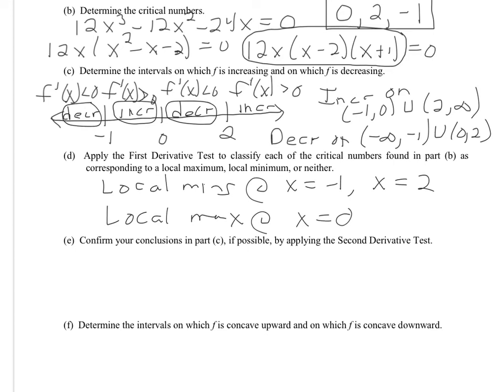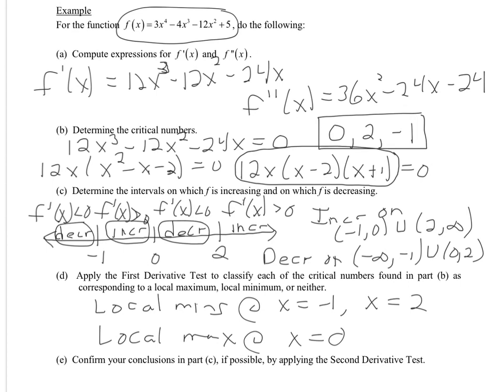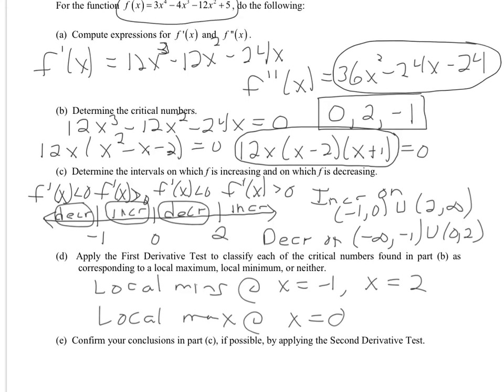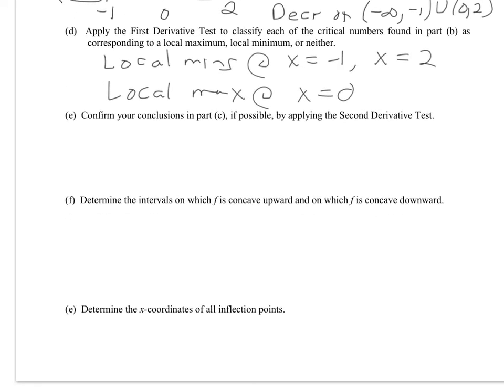Confirm your conclusions, if possible, by applying the second derivative test. So I need to scroll back up here briefly to remind ourselves that the second derivative of this function is 36x squared minus 24x minus 24. So let's recopy that. So it was 36x squared minus 24x plus 24. F double prime of x, 36x squared minus 24x plus 24.